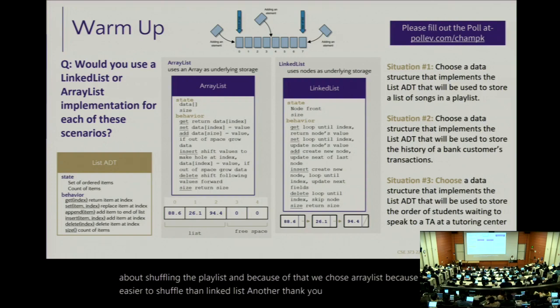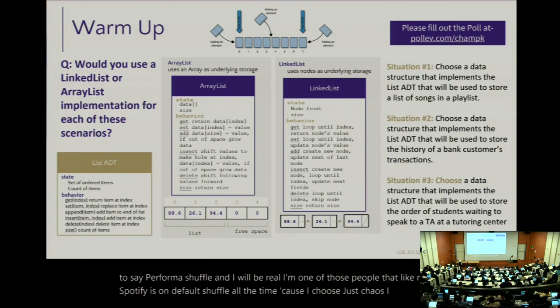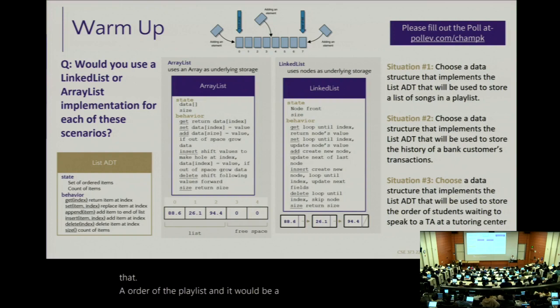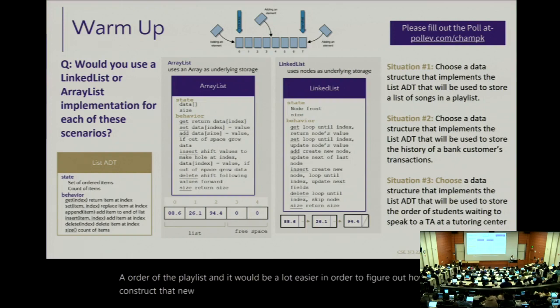So if we were going to perform a shuffle, and I will be real, I'm one of those people whose Spotify is on default shuffle all the time because I choose chaos, I guess. In that situation, we need to generate random numbers to figure out the order of the playlist. And it would be a lot easier to construct that new random order if we have easy access based on the indices, right?